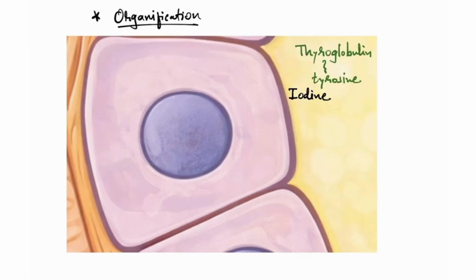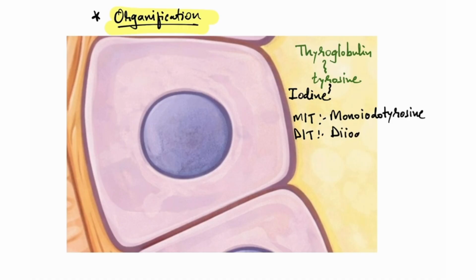Step 4: Organification. Now iodine binds to tyrosine residues of thyroglobulin. This forms MIT, monoiodotyrosine, and DIT, diiodotyrosine. This process is called organification. This occurs in the colloid.